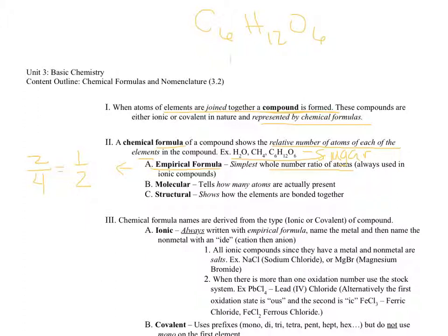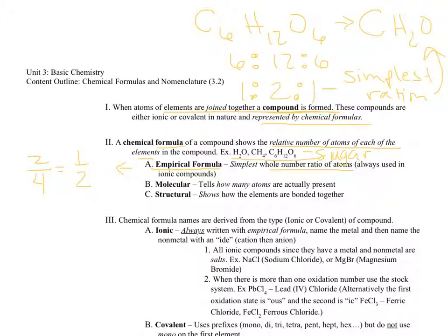C6H12O6, I have a ratio of 6 to 12 to 6. I can reduce that ratio down because 6 will go into 6 one time, 6 will go into 12 two times, and 6 will go into 6 one time. So this is the simplest whole number ratio. So our empirical formula would be CH2O.